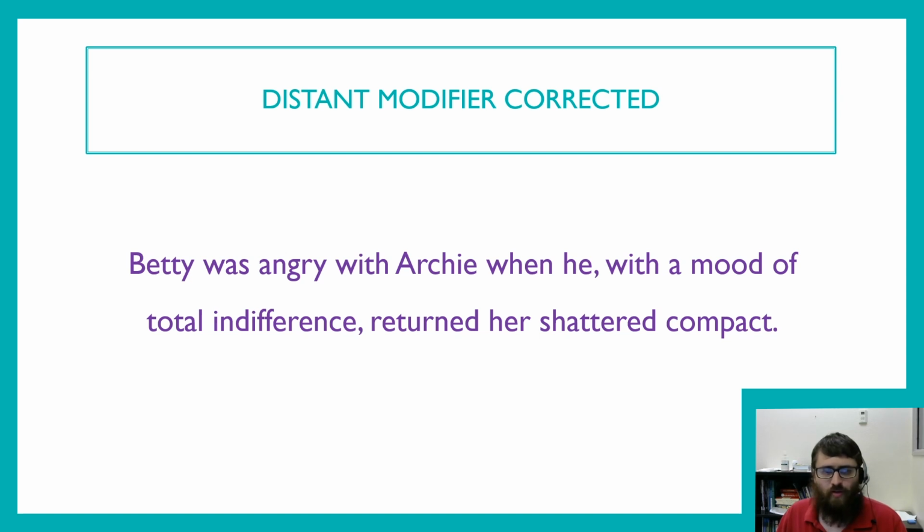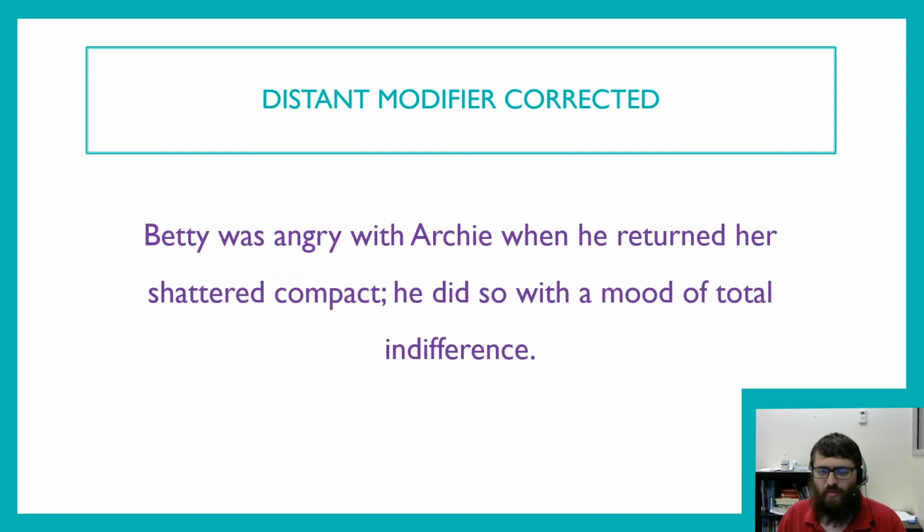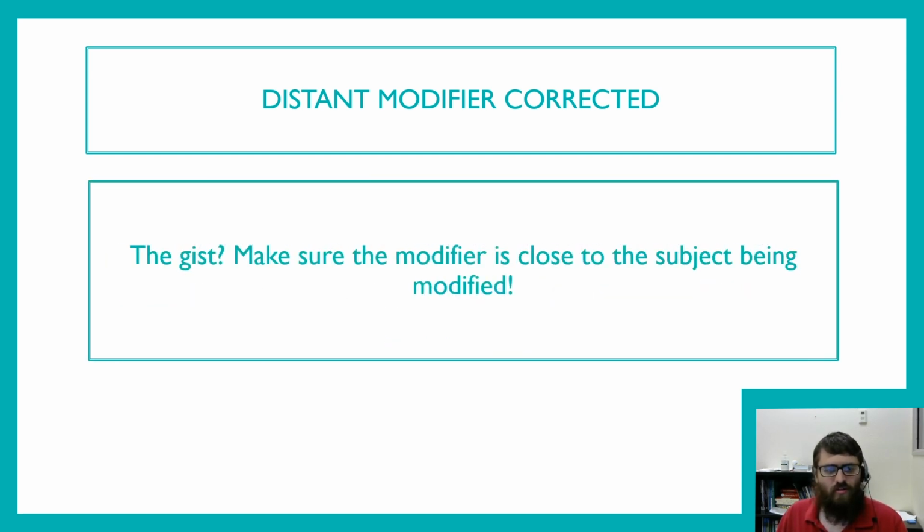Another option we have to fix it is to make the modifying phrase a separate independent clause or sentence. Doing that, we would end up with the following compound sentence. Betty was angry with Archie when he returned her shattered compact. He did so with a mood of total indifference. In this case, the modifying phrase is converted into an independent clause that makes it clear what is being modified. In this case, Archie represented in the second independent clause as he. Basically, the gist of it, to fix a distant modifier, is to make sure the modifier is close to the subject being modified. Pretty straightforward, I think.